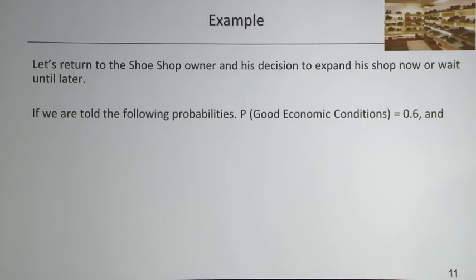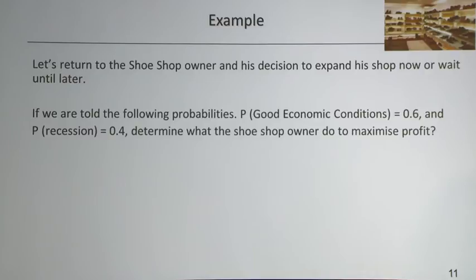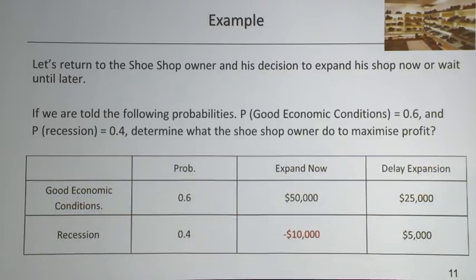Here we're told that the probability that there's good economic conditions is 0.6 and the probability of recession is 0.4. We want to determine what the shoe shop owner should do to maximize profit. So we can draw our payoff table with this extra column, the probabilities. Now we know that the sum of the probabilities must equal 1. If they don't equal 1, we've left a possible choice out. And here the probabilities do add up to 1. 0.6 and 0.4 adds up to 1.